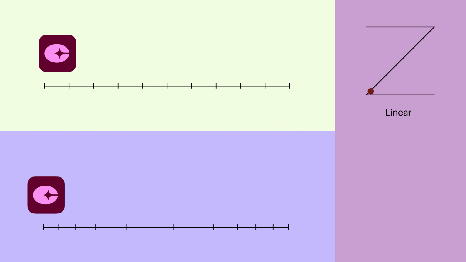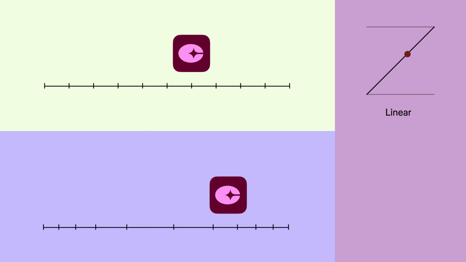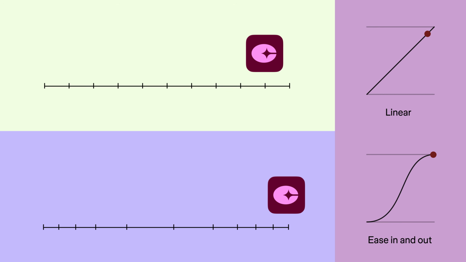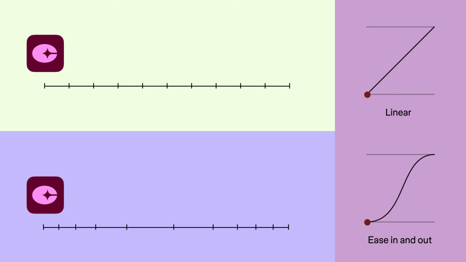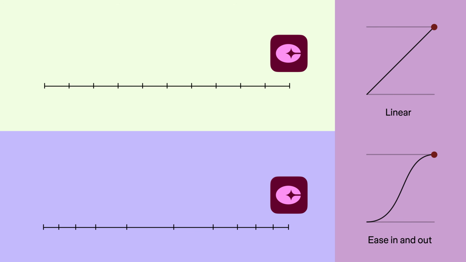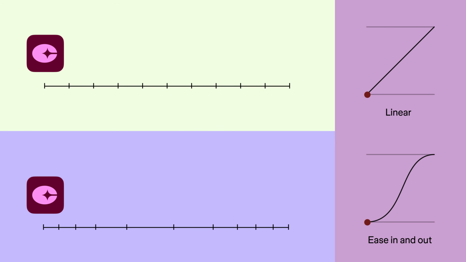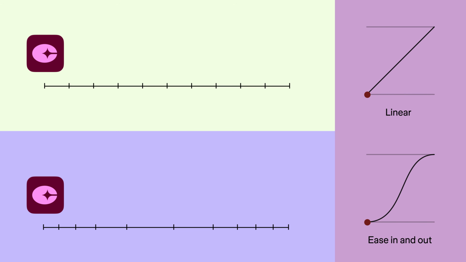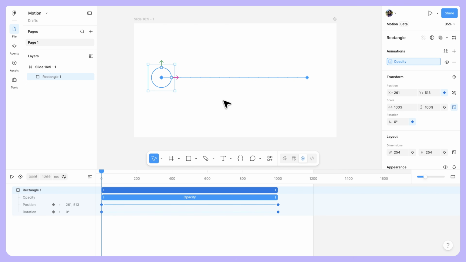The first uses linear movement, or motion that is the same from start to finish. The second uses an ease in and out curve. Notice how it starts slowly, builds speed through the middle, then settles into its final position. That subtle shift is what makes the motion feel grounded rather than mechanical. Now that we know the principles behind easing, let's take a look at the easing controls in Figma Motion.